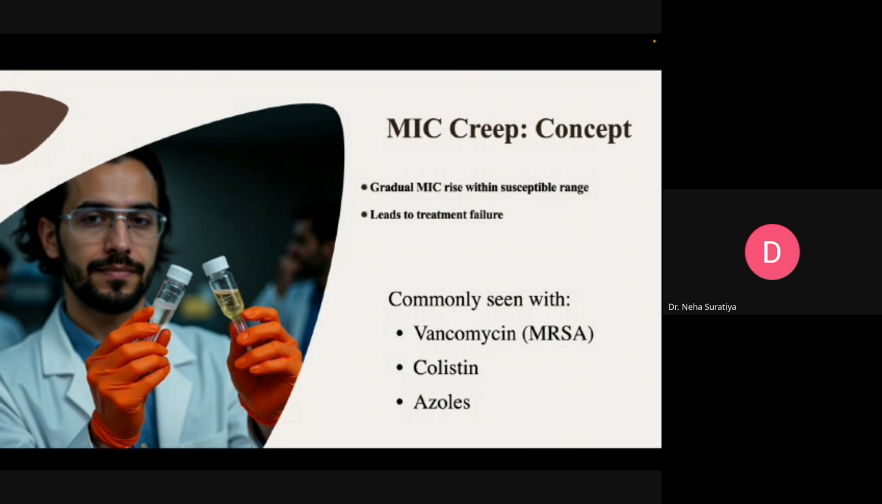So on the lab report, everything still looks fine. It still says susceptible, but clinically, the antibiotic starts working less effectively, if you know the MIC creep concept. So think of an MIC as how much antibiotic is needed to stop the bacterial growth. At first, very little drug is needed because of low MIC. But over time, when the bacteria adapts, it takes more drug to control the same organism, right? So the MIC increases little by little. This is the MIC creep concept, and this happens within the susceptible range.